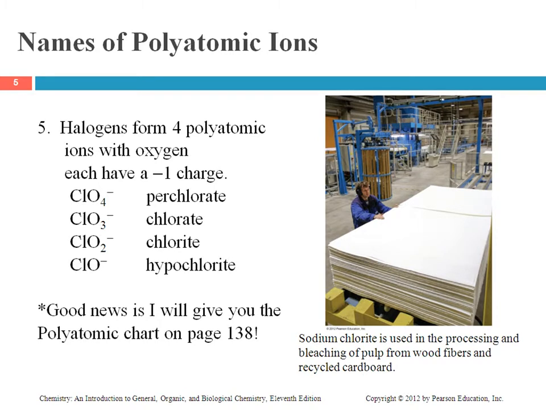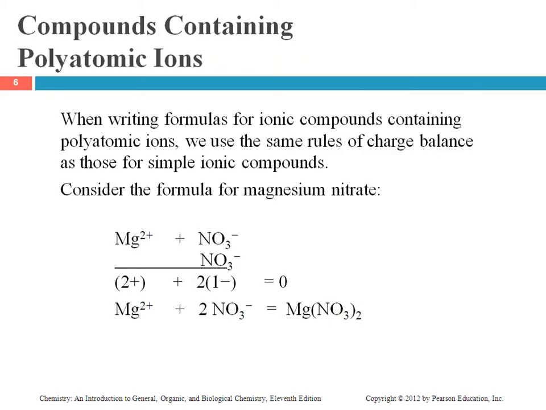Now that we know what they are, we're going to learn how to balance the charges when they are in ionic compounds. All of the polyatomic ions have a negative charge except for ammonium, so we're not going to worry with it too much at the present moment.